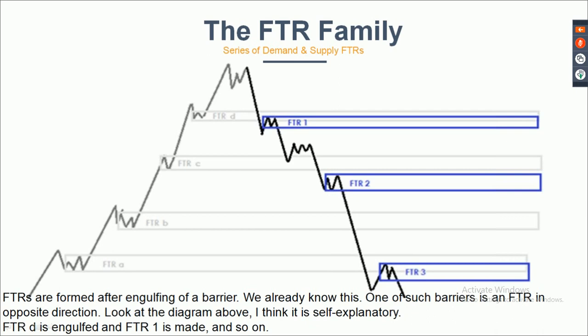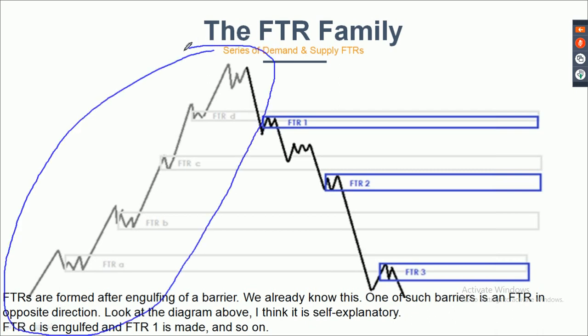And now tell me something. Was there a trade so far in demand zone? How many trades were possibly there here? There was only one trade. Which is the trade? FTR D. FTR D is the only trade. What happened to the trade? The trade failed. We took stop loss. Exactly. The stop loss was hit.